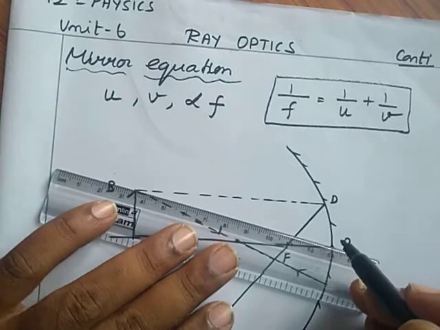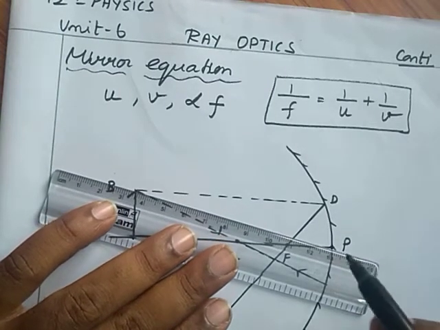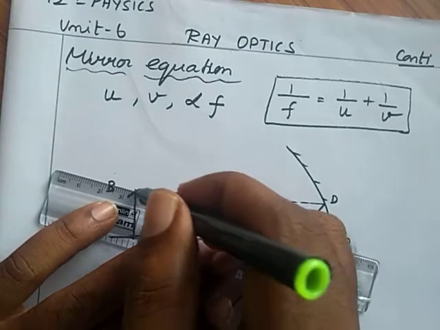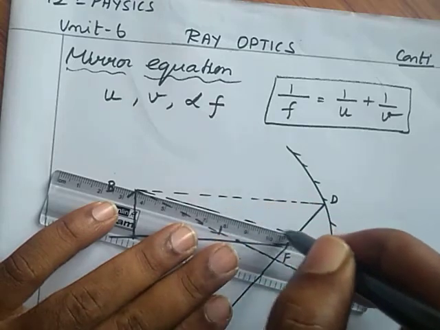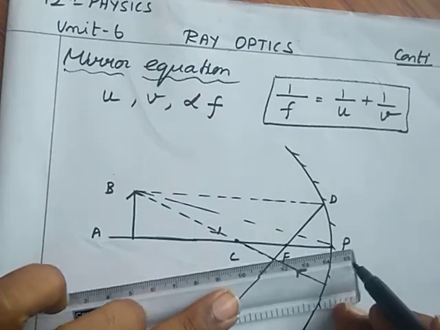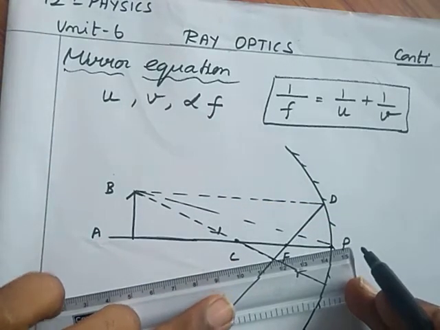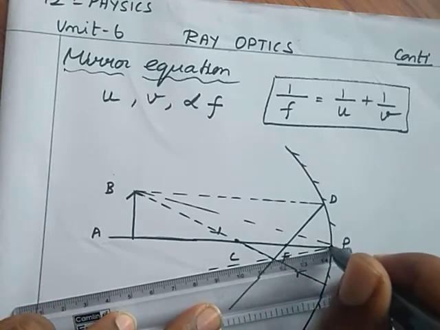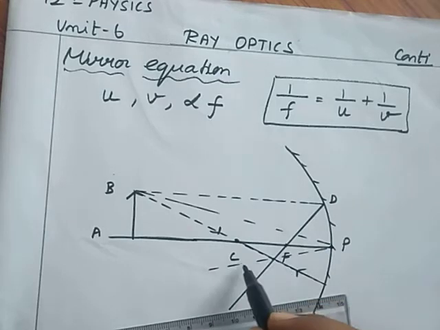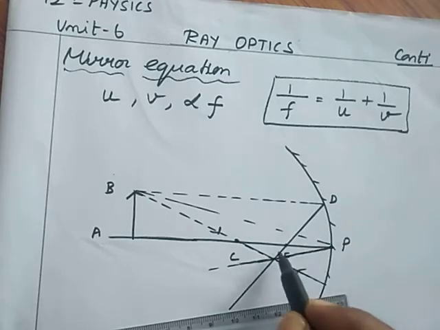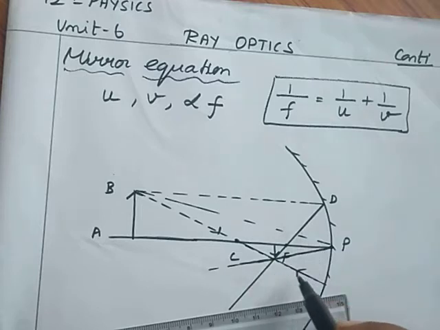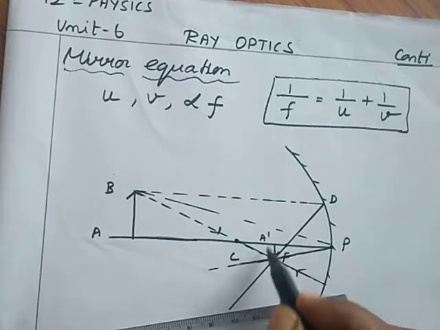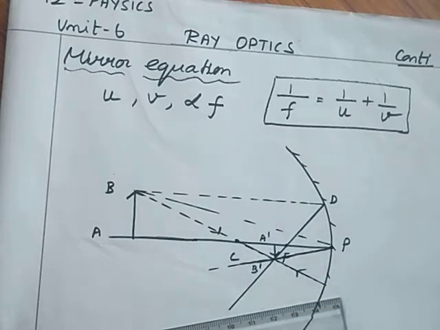Then one more ray, a marginal ray, falls on the point P. By satisfying the law of reflection, it will reflect. Here the principal axis behaves as a normal. At the point of intersection of these reflected rays, we get the image, that is A dash B dash.